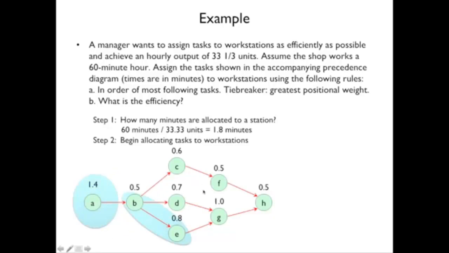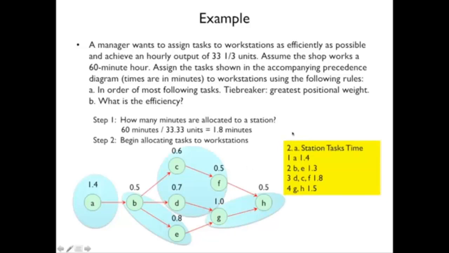Now you start with the next one, and you look at the greatest positional weight. This one is not the greatest positional weight, so you start here. This one has the greatest positional weight, so you add these two together, which is 1.3, so you still have 0.5 left. Could you combine it with either of these? The answer is no, because if you combine it with this one, it would be 1.9. So then you keep going down here, and I've done the rest of these.